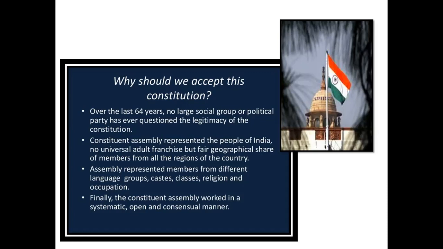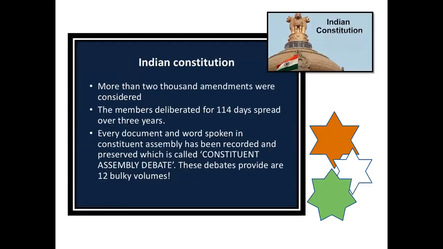So you will see that no single person or group of people is denied the chance to get justice. Language, group, caste, classes, religion, and occupation, all kinds of people are involved as members of the assembly. That is the reason nobody can point a finger at our constitution, because everybody is satisfied.